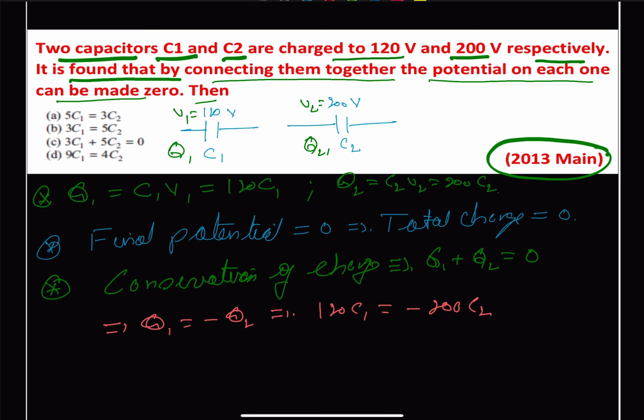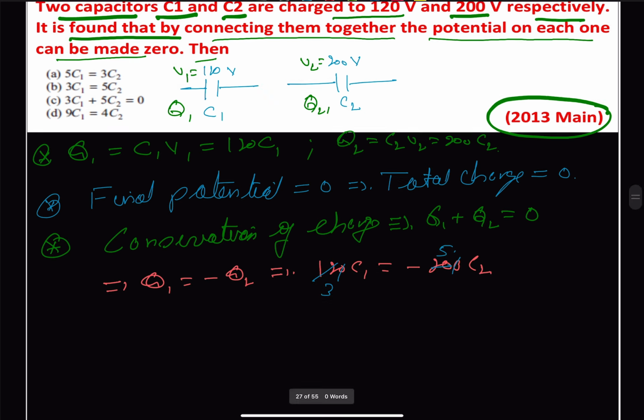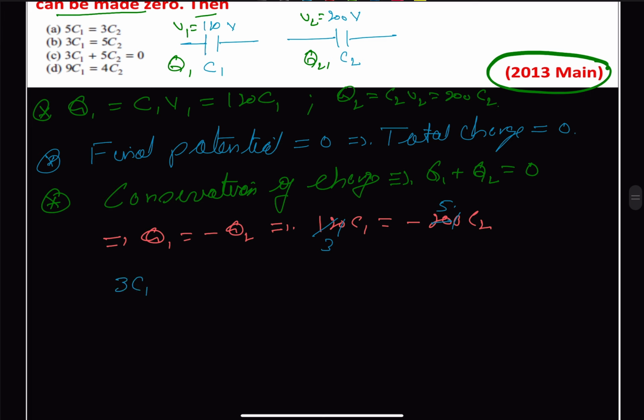Now it is quite easy to solve. This 0 and 0 goes away, and this goes by 3 and this goes by 5. Therefore, we can write 3C1 is equal to minus of 5C2. If we want to write the magnitudes only, this can be written as 3C1 is equal to 5 times C2.